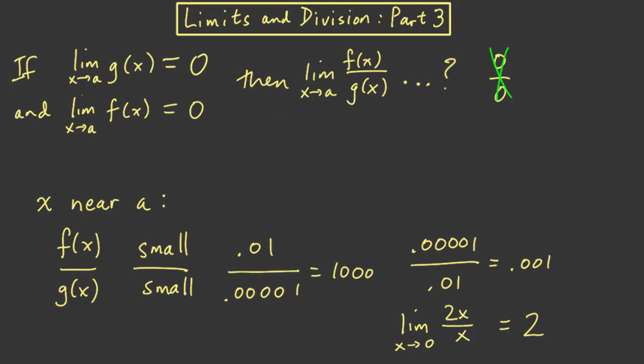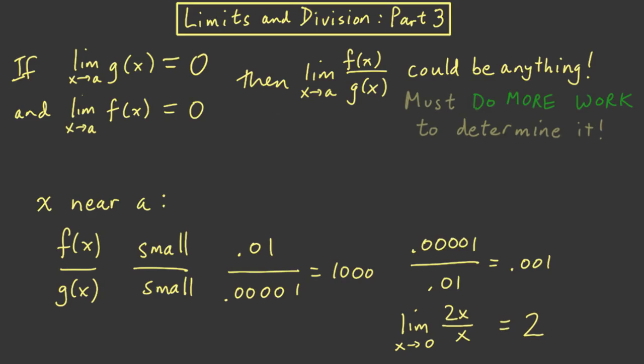The bottom line is that if the denominator and the numerator are both going to 0, the limit of the quotient could be anything. It could be big, it could be small, it could be somewhere in between. Any of that. Now, this doesn't mean that we just give up and say, I don't know. But it does mean that we have to do more work in order to determine what the limit is in each case. We have some questions for you, and then in the next video we'll discuss just what sort of work you can do in order to figure out limits like this. Okay?